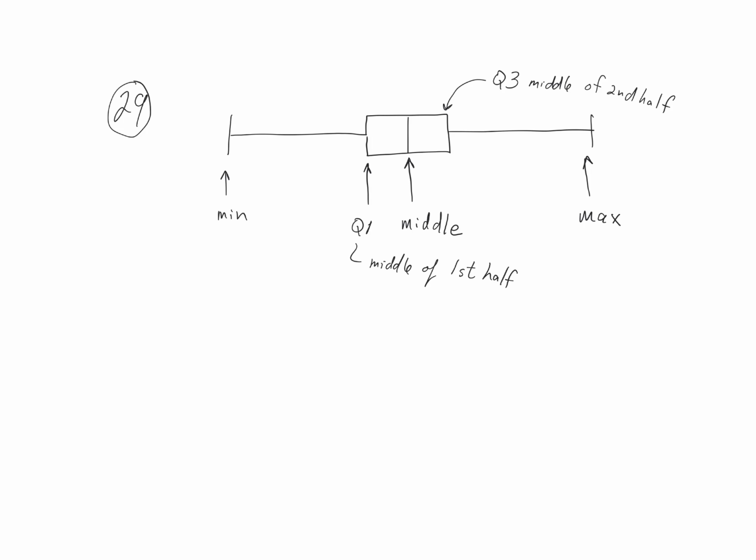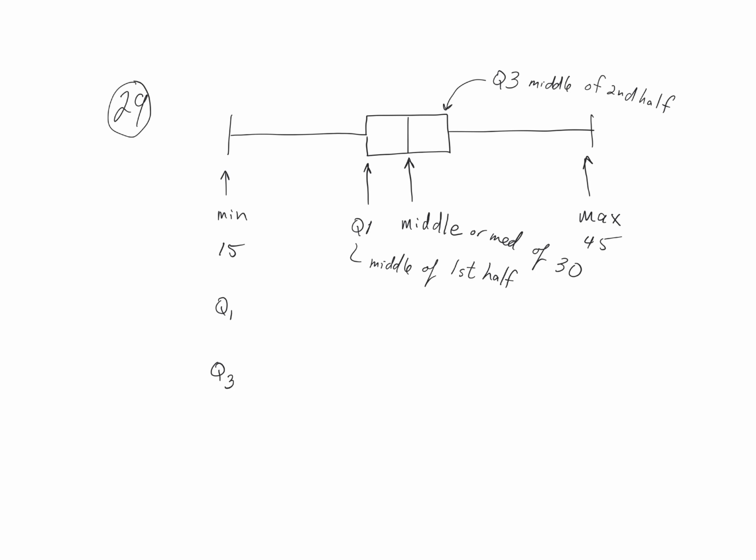So if you look at the answers, you might notice that A is definitely out because we have a minimum of 15, a maximum of 45, and a median of 30. If you look at B, C, and D, they all have a minimum of 15, a maximum of 45, and a median of 30. So what we need to do is figure out what Q1 is and what Q3 is. We need to look at the middle of the first half for Q1 and the middle of the second half for Q3.